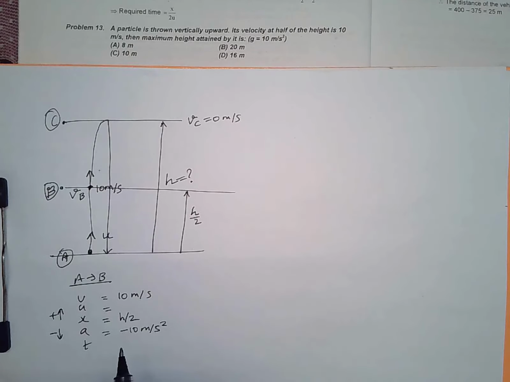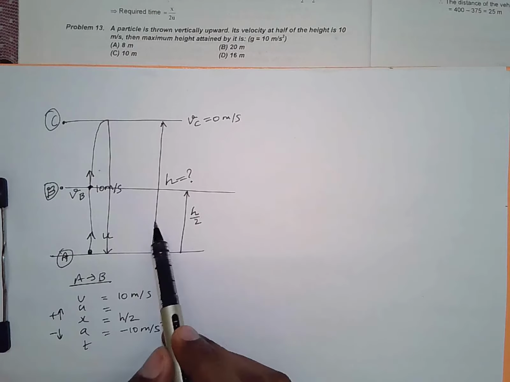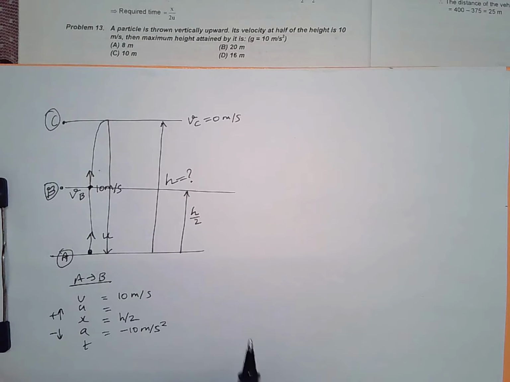So one strategy can be that we have h is unknown, u is also unknown, so we need two equations to solve for two unknowns. So first equation can be from A to B, second equation can be from A to C.